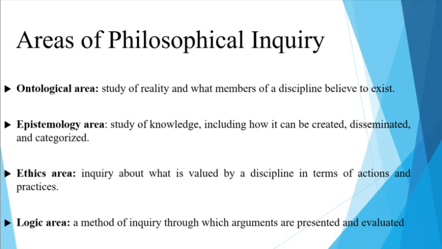Okay, the epistemology area is the study of knowledge, including how it can be created, disseminated, and characterized. Epistemology is the theory of knowledge. Answering an epistemological question requires consideration of the relationship between knowledge, truth, belief, reason, evidence, and reliability. Examples are questions like, what is knowledge? How is knowledge acquired? Or how do we know what we know?